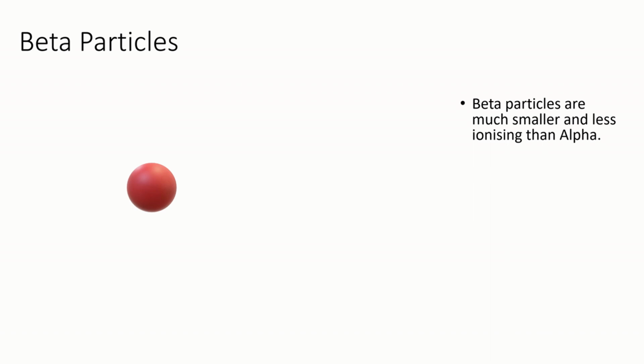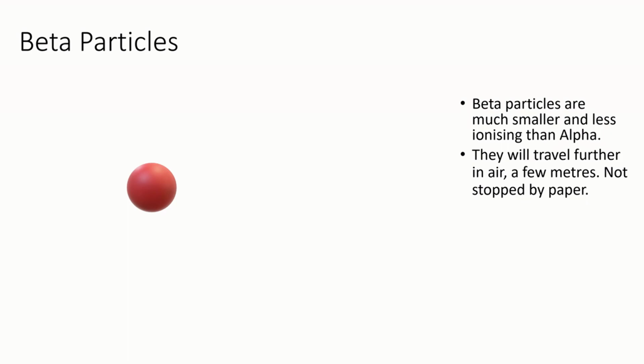Beta particles are much smaller and less ionising than the alpha. Because of this, they'll travel further in the air, a few metres, and are not stopped by thin materials like paper at all. To stop beta, we need a more dense and thicker material. 2 or 3 millimetres of aluminium will do this. It's like trying to launch a golf ball through the forest. It will get further than the lorry will, but to stop it in its tracks we really need a denser forest.